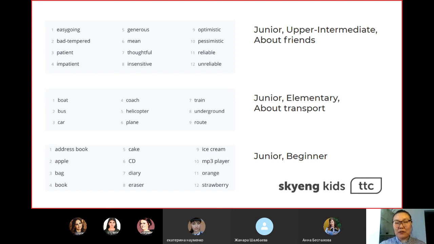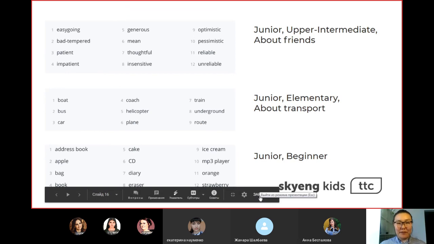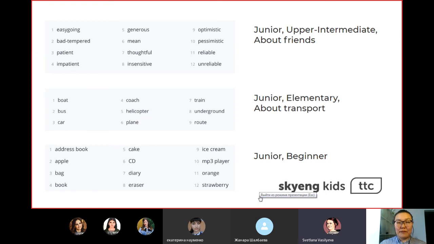Svetlana, what about the technique that you would use to present the vocabulary? I would use the video, I suppose. It's a better idea. The last time I used an episode from the cartoon, where there is the coach and train and route. And then the students tell me what they already know.